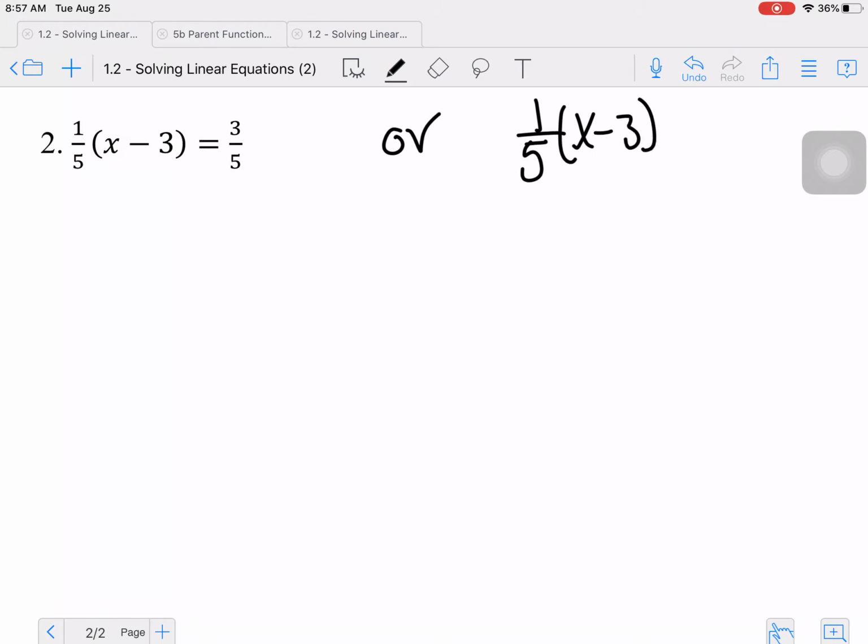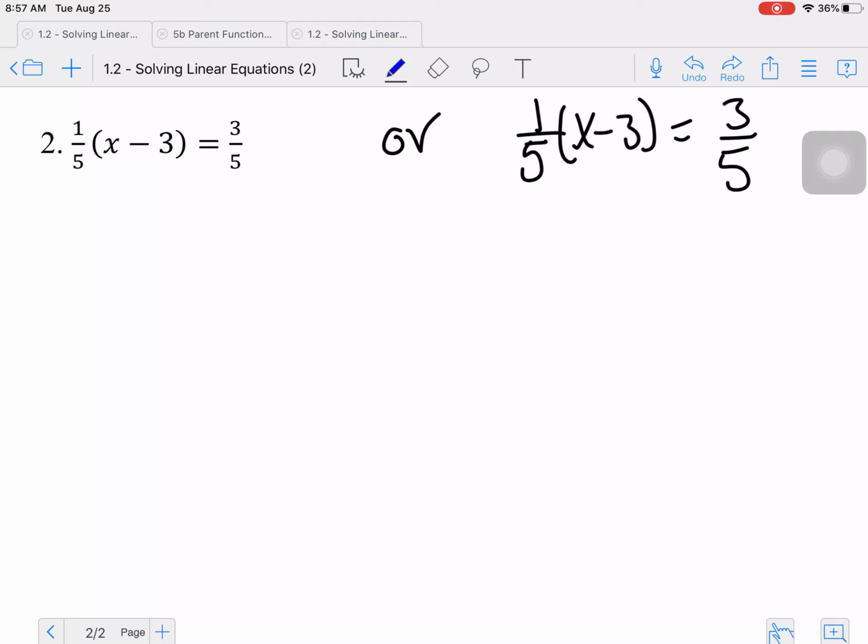X minus 3 equals 3. All right, so I'm going to show you both examples. So here, you're probably thinking, okay, I need to distribute because there's a parentheses and there's a 1/5 right in front of it, okay? I don't want you to do that right now because it's going to look very ugly.